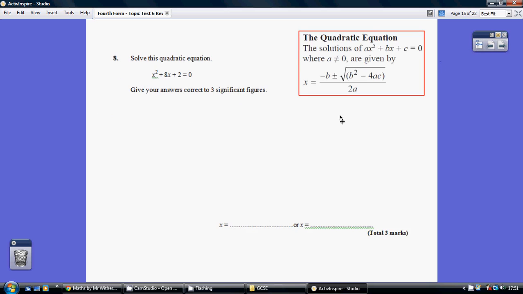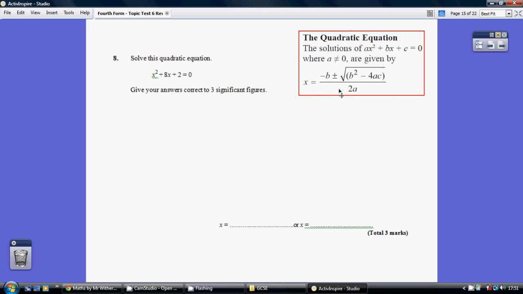Question 8. Now here we are not able to factorise. We can tell that because we're told that we've got to give our answers correct to 3 significant figures. In other words, we know we're going to be going to decimals. So another way to solve a quadratic equation is to use the formula. Now this is given, you just need to be able to use it.